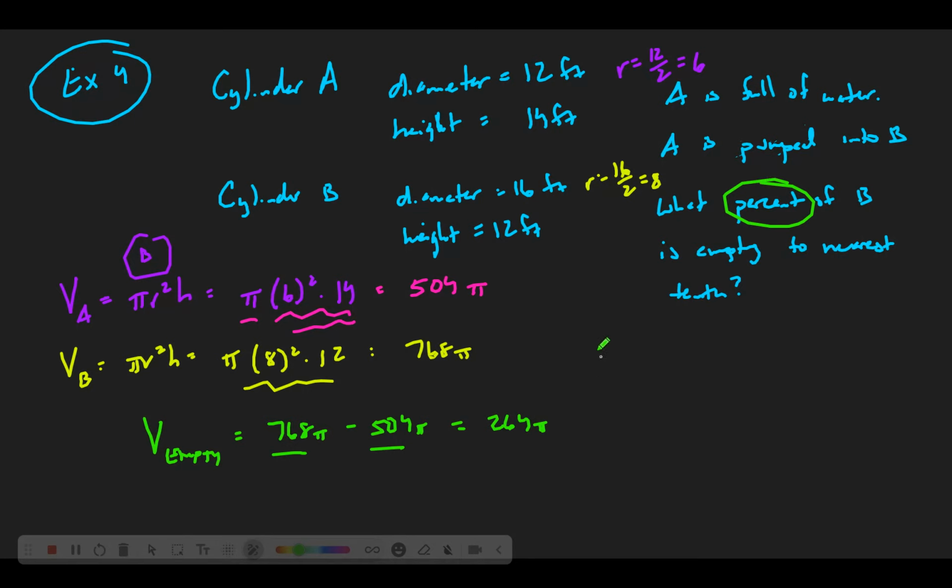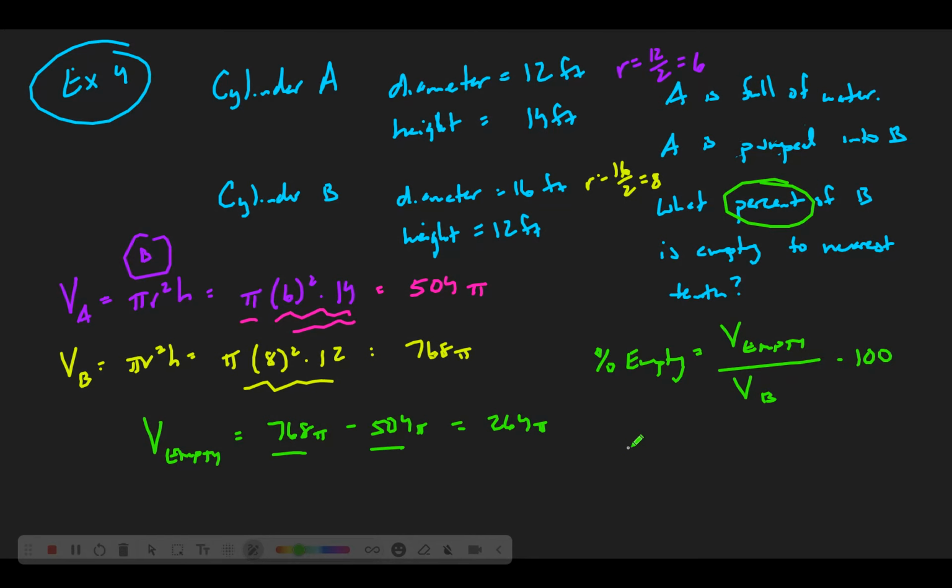So to find the percent empty, you're going to take the volume that you are empty and divide it by the volume of container B, the total volume. Once you do that, you're going to multiply by 100 to get the percentage, right? And they want the percentage rounded to the nearest tenth.